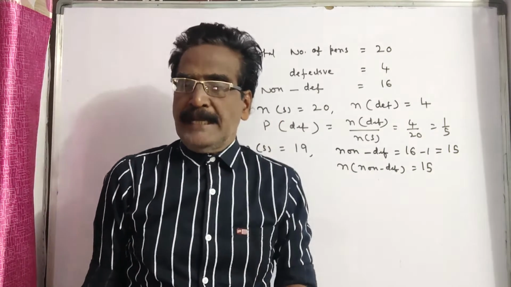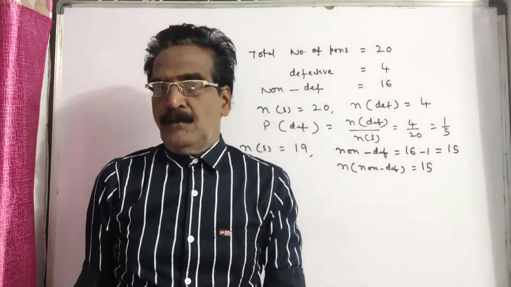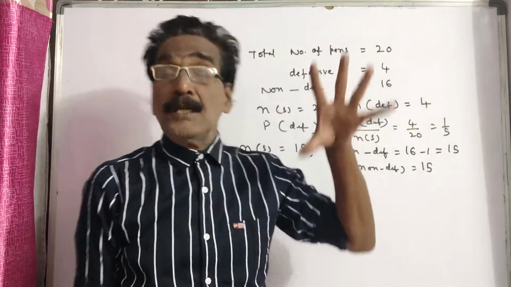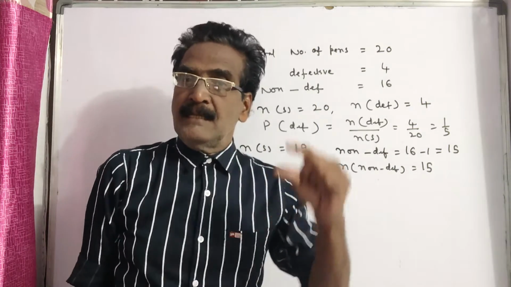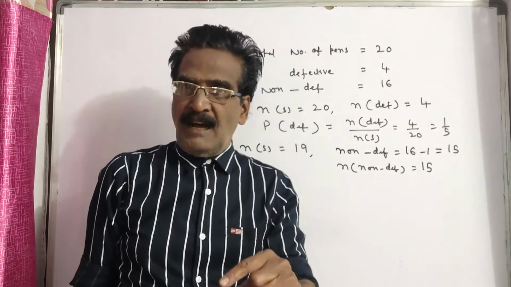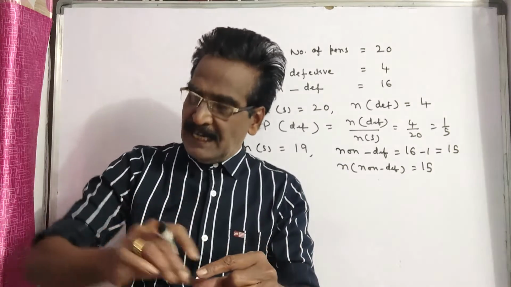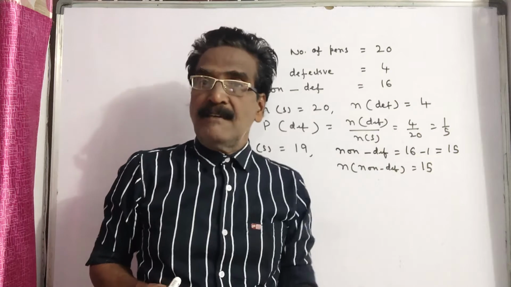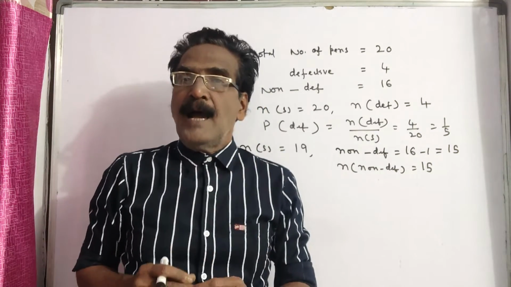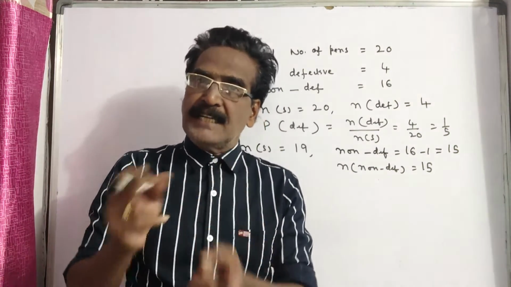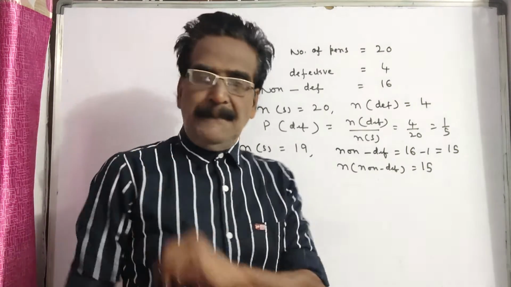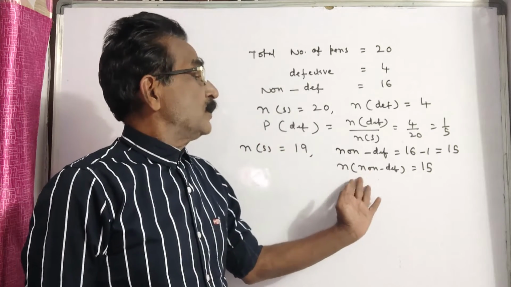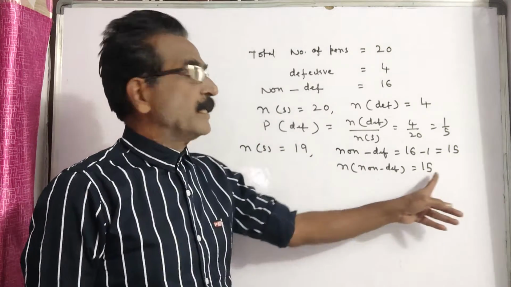Now we want, one pen is drawn at random. What is the probability that the pen is non-defective? How many non-defective pens do we have? First we have 16 non-defective pens, but one non-defective pen is drawn and is not replaced. So the number of non-defective pens will get reduced by 1, and the total number of pens also will get reduced by 1 because it is not replaced. So then the total number of pens becomes 19 and the total number of non-defective pens becomes 15.